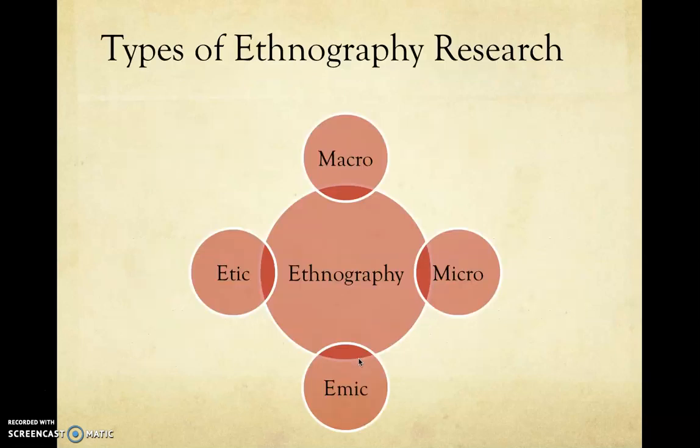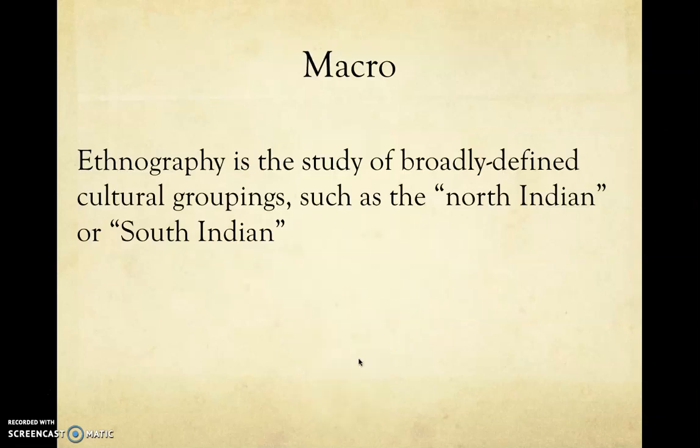There are various types of ethnography research, which are called macro ethnography, micro ethnography, emic ethnography, etic ethnography. I can explain them here one by one. The first type is called macro ethnography.